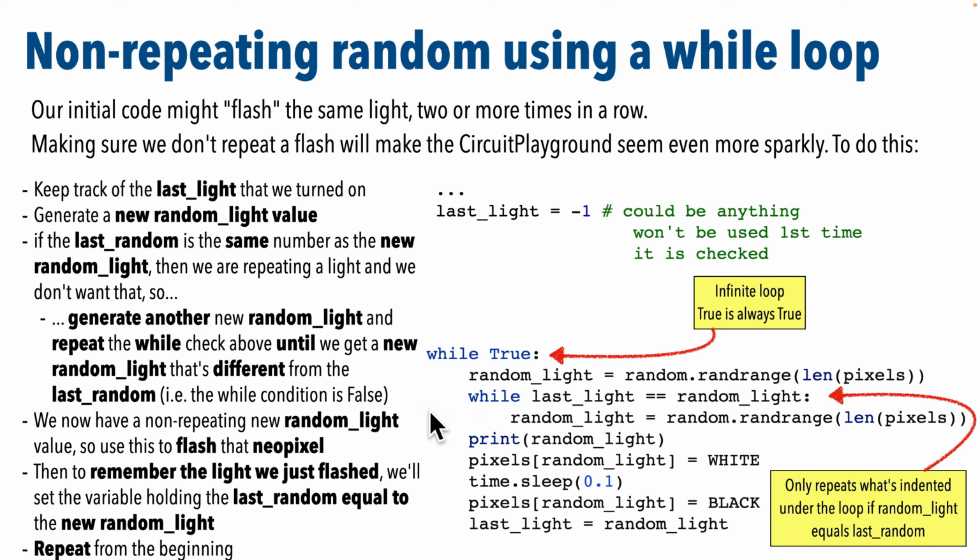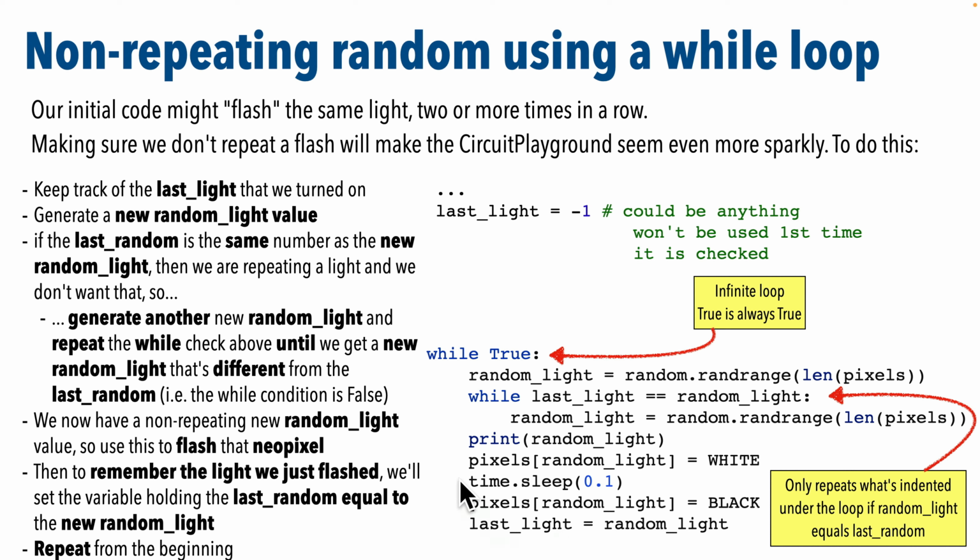Then we skip what's indented, we're going to print the value, we turn on the light for our random light, which we now know is not the same as the last light. We sleep, turn off the light, but also, very important, we want to set the new value of last light to random light, the value we just lit up. We do that because the random light is now the last light we lit up.